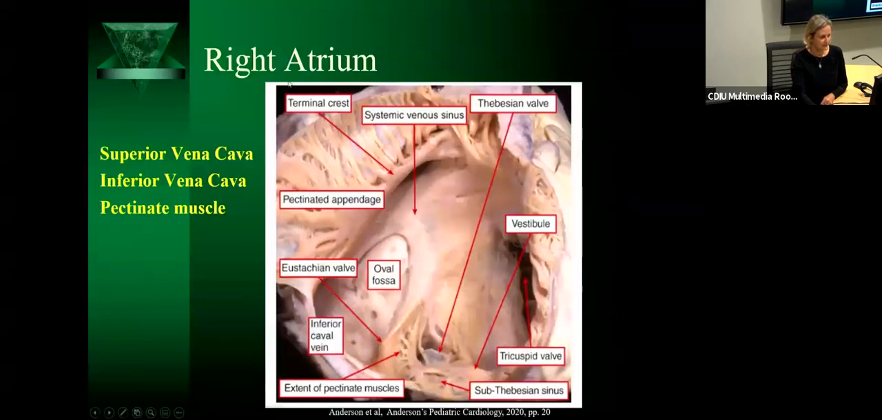So here's what I was describing in the right atrium. When the right atrium is opened up, we can see the fossa ovalis, and we can see the IVC. But round here, we see this filamentous-looking pectinate muscle all surrounding the right atrium, which is different from the left atrium.